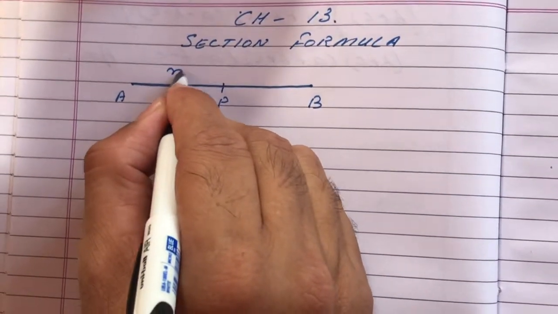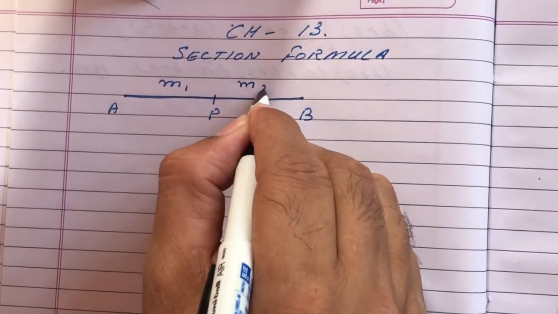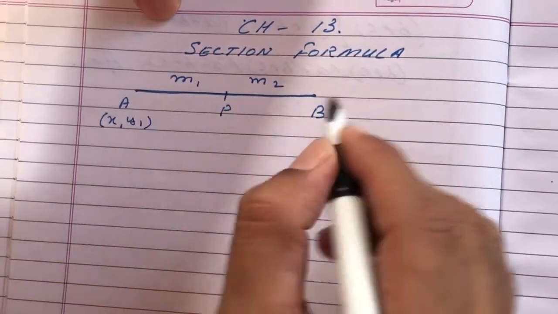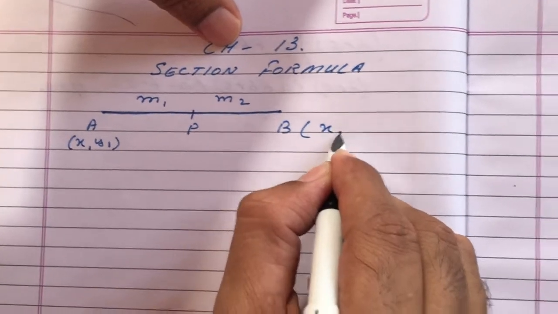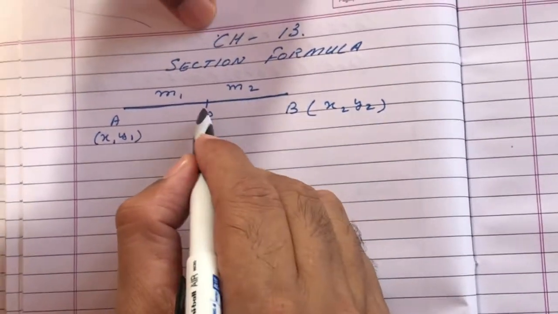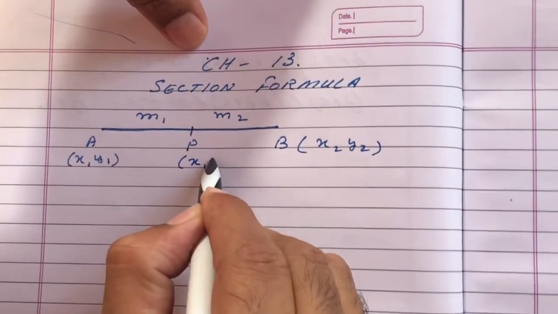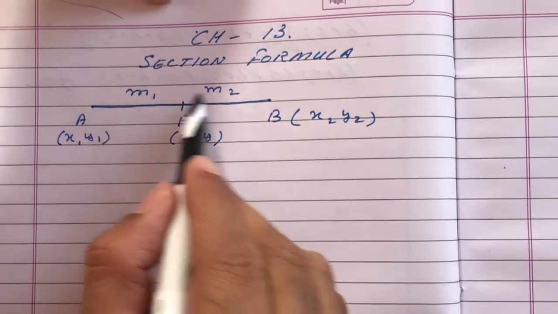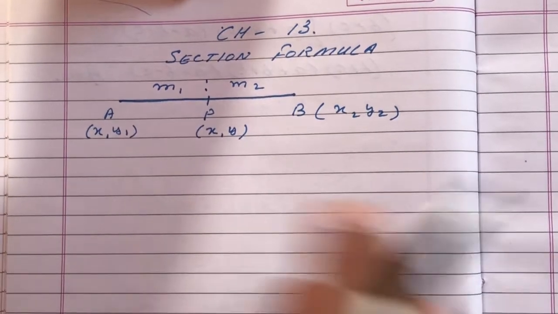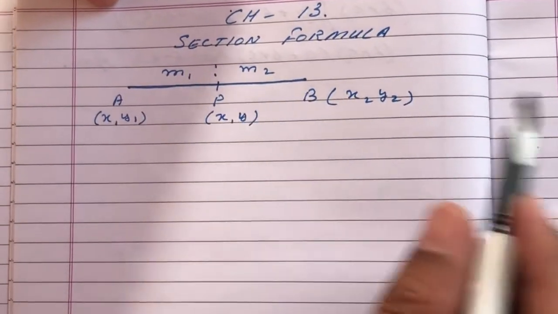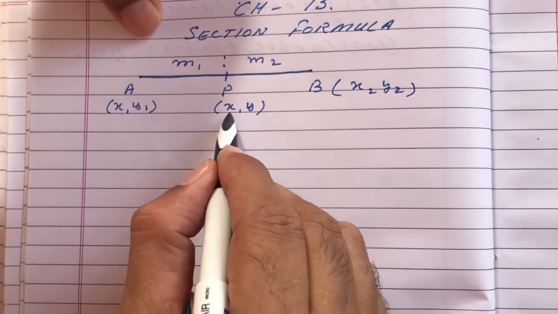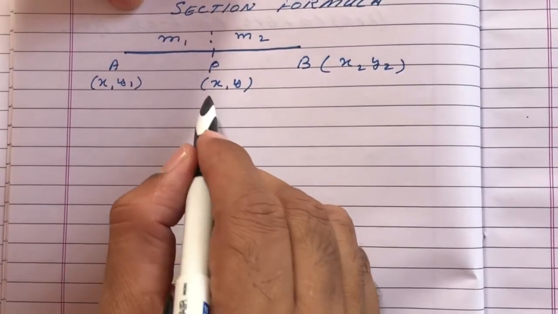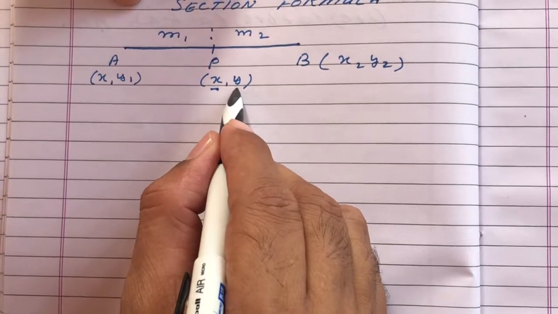Let this ratio be m1 and m2, and the coordinates of point A are x1, y1, and the coordinates of point B are x2, y2. This point P, let its coordinates be x and y. This point P divides the line in a certain ratio. Let this ratio be m1 is to m2. Then we have to find the coordinates of the point P. First we have to find x, then we have to find y.